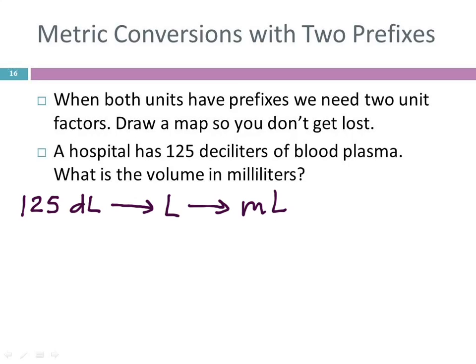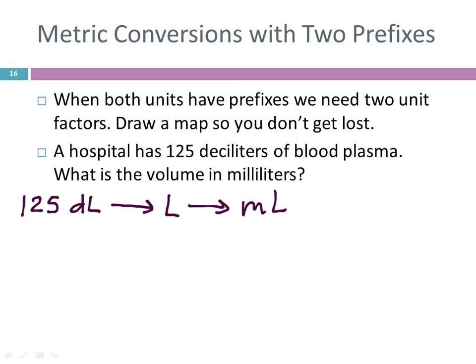Okay? Doesn't matter what 2 prefixes there are, you can always do it this way. From the one with the 1 prefix to the base unit without a prefix, and then to the unit with the 2nd prefix. So here's our map. Let's do our equation.